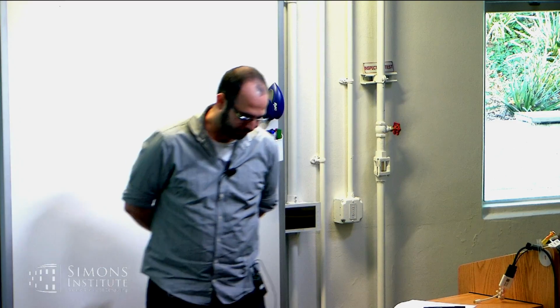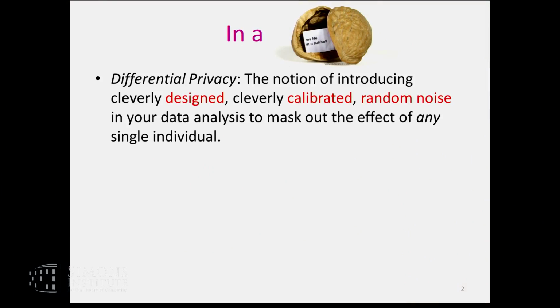Okay, so this talk is about differential privacy, and whenever I talk to non-experts about differential privacy, I start with the spiel that it is the notion that into my analysis I'm going to introduce cleverly designed and carefully calibrated, based on your data and your analysis, random noise into your analysis that will mask out the effect of any single person.